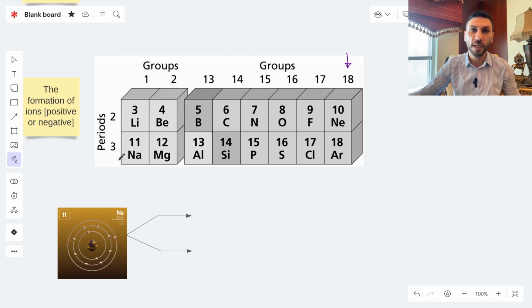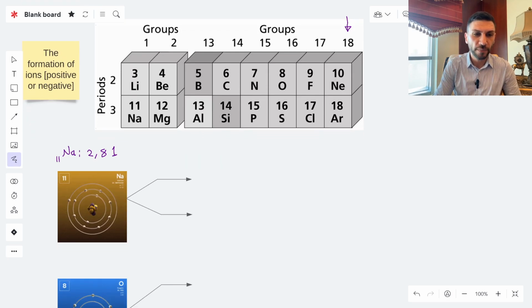Always when we start studying the formation of an ion, the first step is to write the electron configuration of the atom. So for example, for sodium, we have 11 electrons. As you can see, the first energy level has 2 electrons, the second has 8 electrons, and in the third we have only 1 electron. So the configuration for sodium, with 11 electrons, is going to be 2, 8, and 1.